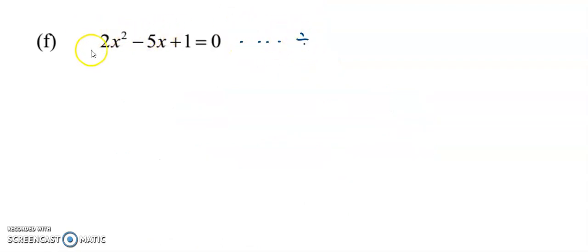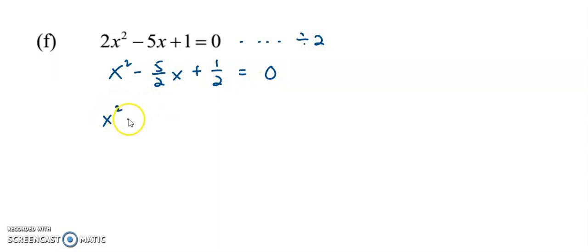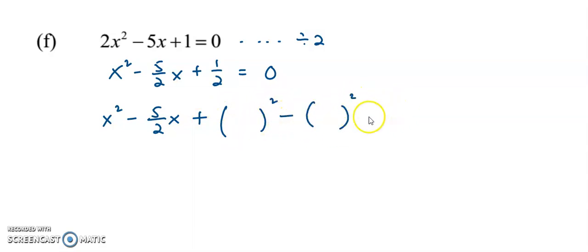Again, I would try to make sure the x squared has the coefficient of 1 by dividing all the terms by 2. I have x squared minus 5 over 2x plus 1 over 2 equals to 0 divided by 2. You still will get back your 0. And then I will copy down the first two terms, add a bracket square minus a bracket square. And the constant here, I move to the right hand side. I got negative 1 over 2.